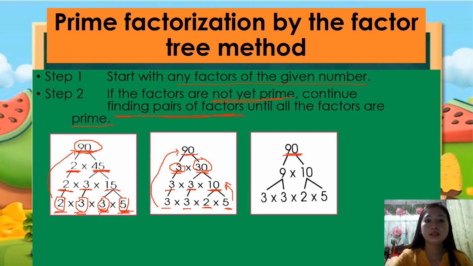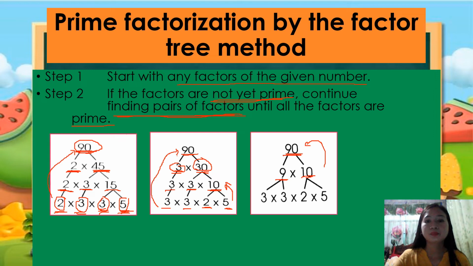So, we get the factors of 90, which is 9 times 10. 9 times 10, if you multiply, the product is 90. So, 9 and 10 are factors of 90. Now, digit 9, is it a prime or composite number? Yes, 9 is a composite.